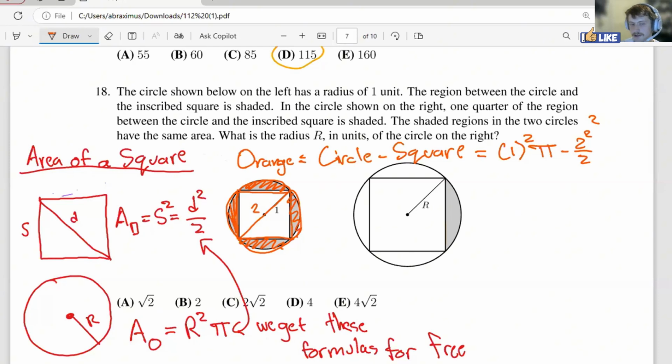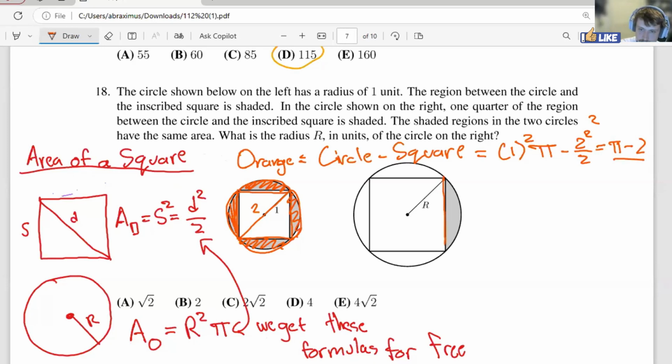How do you find the length of one side of the square? The magical thing is we don't have to worry about that. Yeah, we could. That's a good question for another time. We just don't have time. I'm using a strategy that doesn't need it. So, we have pi minus 2 for the orange area.